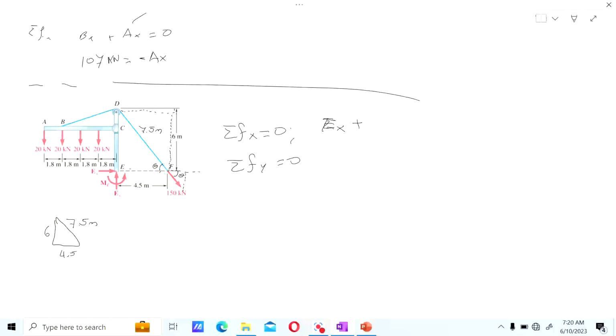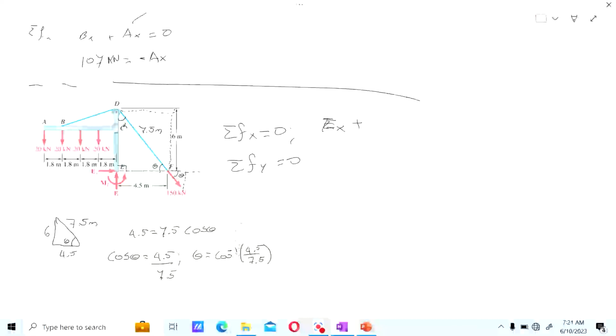So this guy right here has a 90 degree angle and then two angles, alpha and theta. If we want to find theta, it's pretty simple. It's this angle right here. The only thing we have to do is compute the cosine of theta. 4.5 is equal to 7.5 cosine of theta. Okay, so cosine of theta is equal to 4.5 divided by 7.5, and theta is equal to cosine inverse of 4.5 divided by 7.5.